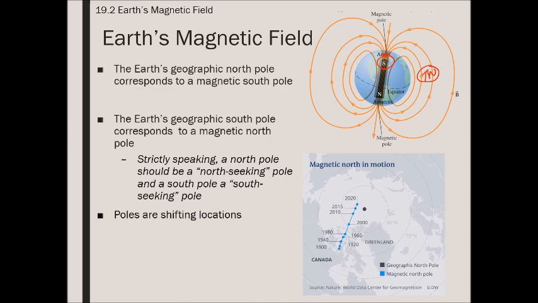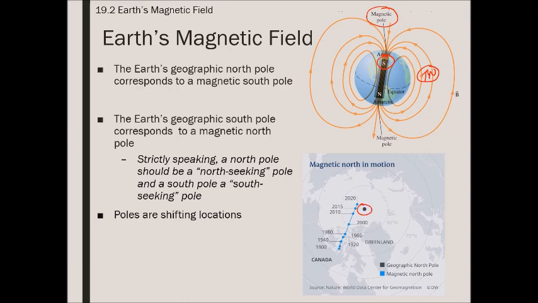So the magnet inside the Earth is not strictly bar-shaped. In the very simplest models, it is. So the south pole of the Earth's magnetic pole corresponds to the geographic north pole of the Earth. And the difference is that here is our geographic north pole.